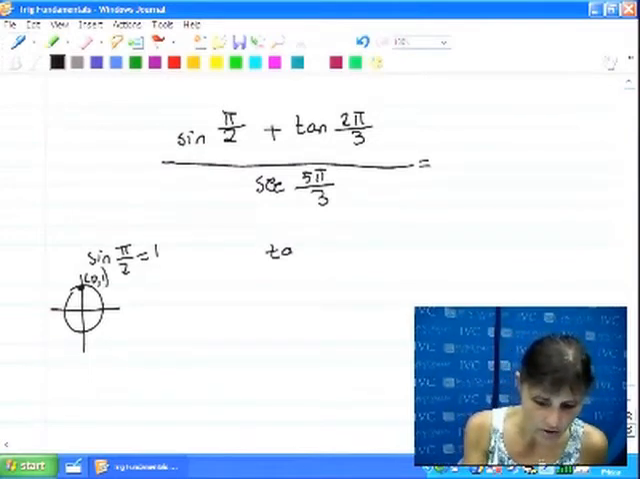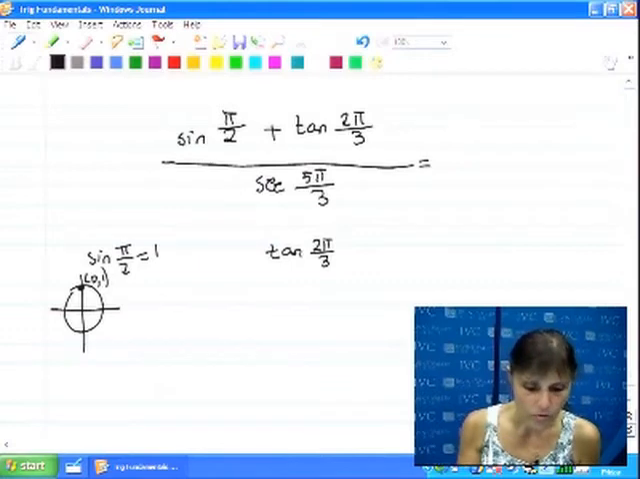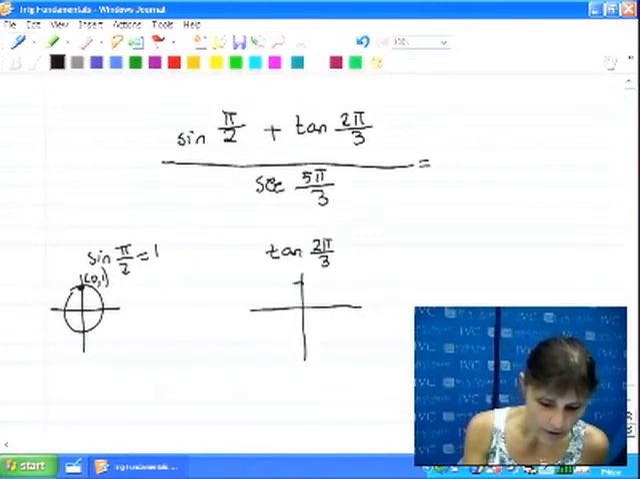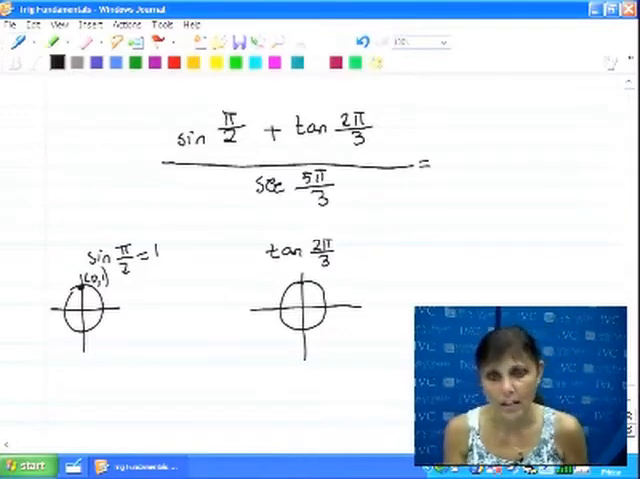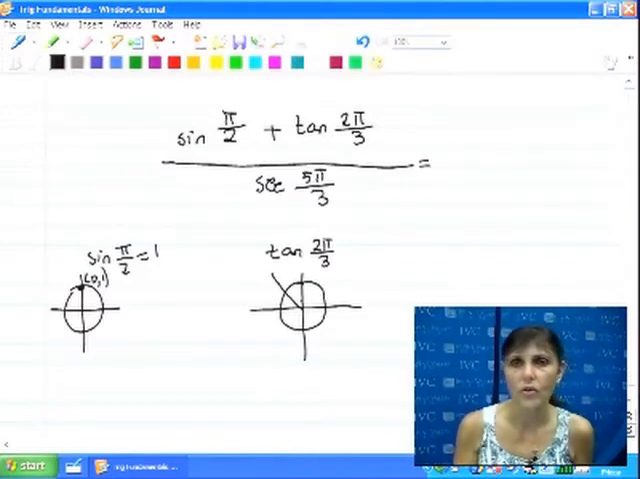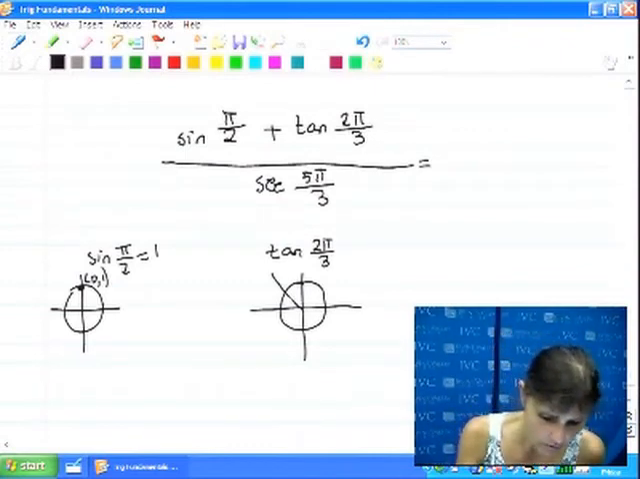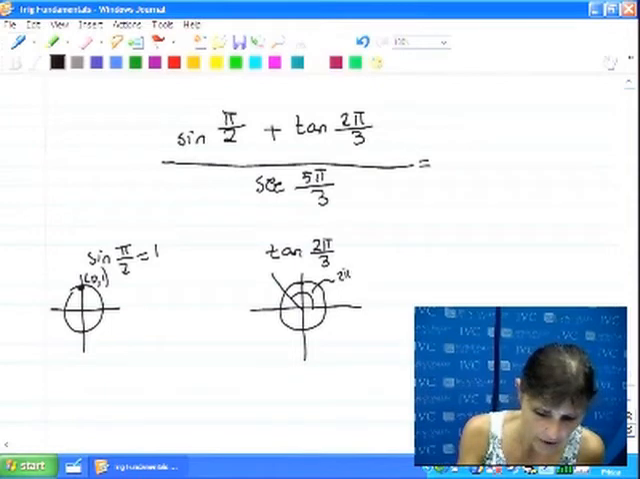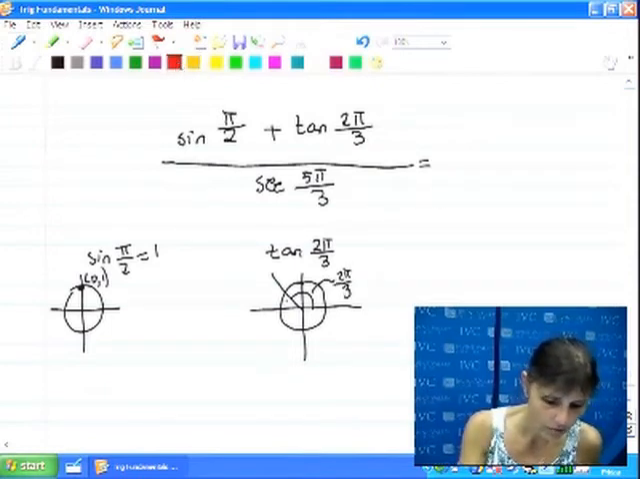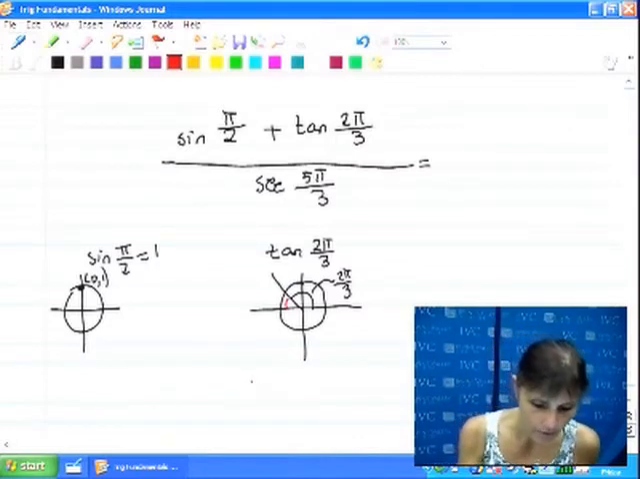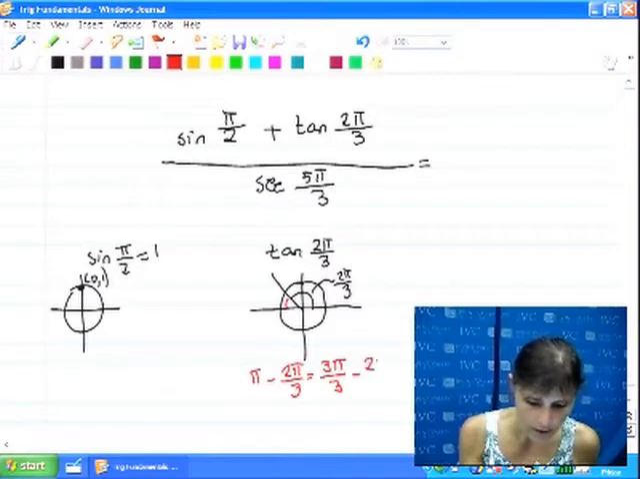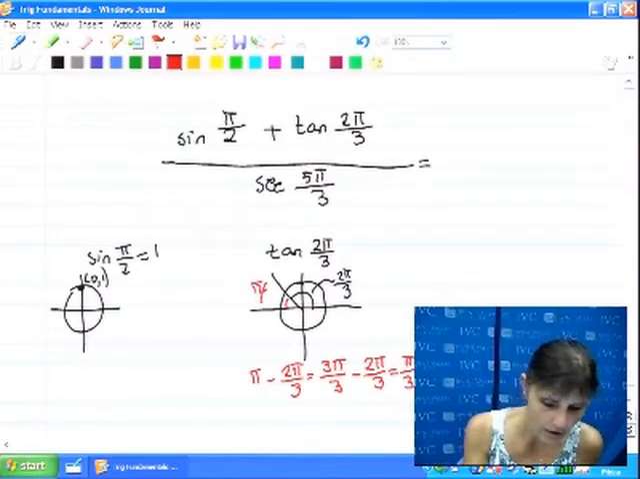So let's look at tangent of 2 pi over 3. Okay? How am I going to get that? Now, 2 pi over 3, where is that? Pi over 3 is 60 degrees, so it's about 120. So it is going to be in quadrant 2. So I need to work with reference angles. I need to figure out what the reference angle is. So how do I get that? I'm going to have pi minus 2 pi over 3. That's going to be 3 pi over 3 minus 2 pi over 3, which is going to be pi over 3. Okay, my reference angle is pi over 3.